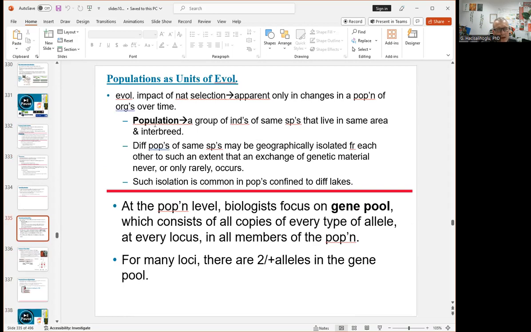So again, back to the populations. This chapter is about population ecology. I'm sorry, population evolution, evolution of populations. The unit is populations. The evolution unit is populations. Always remember that. A population is a group of individuals of the same species living in the same area that can interbreed.